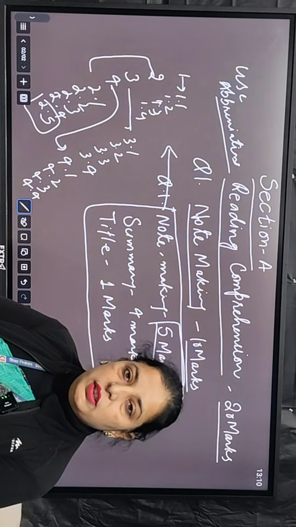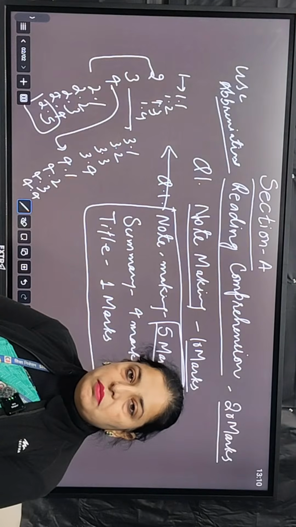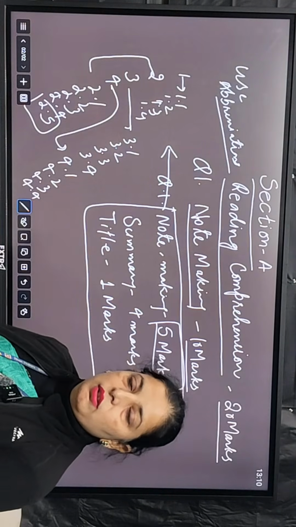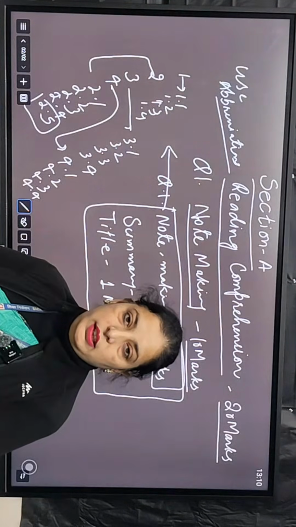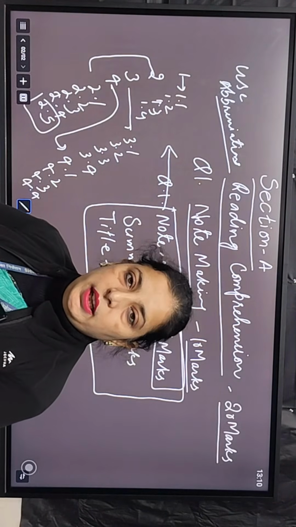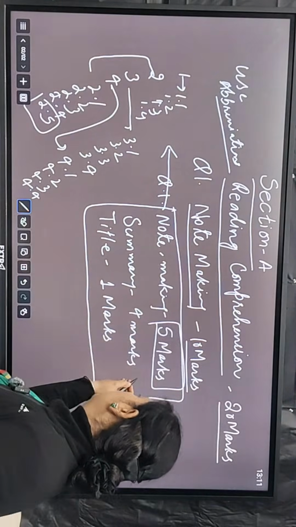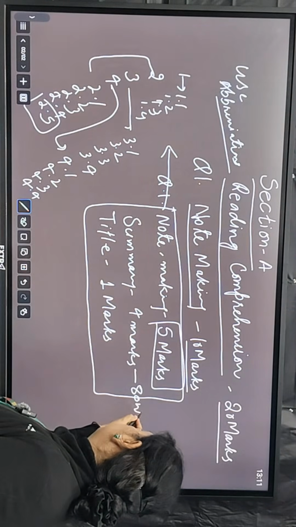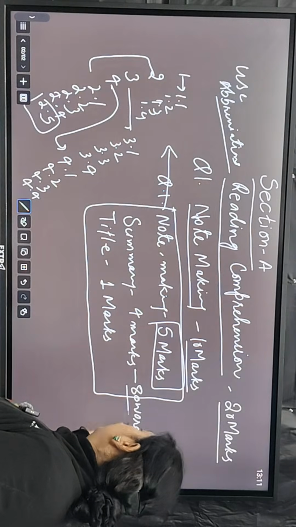Then what is next for this? Then we have to write summary for all the note making we have done earlier. सारी इंफॉर्मेशन जो आपने ऊपर नोट मेकिंग में बनाई है, you have to write this summary in 80 words. आपने एक पैराग्राफ लिखना है.